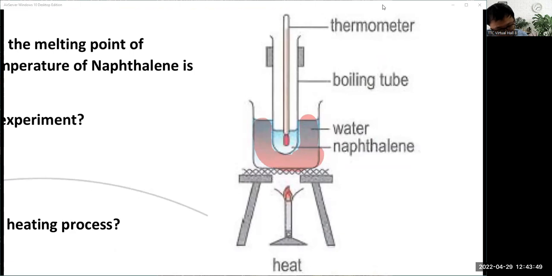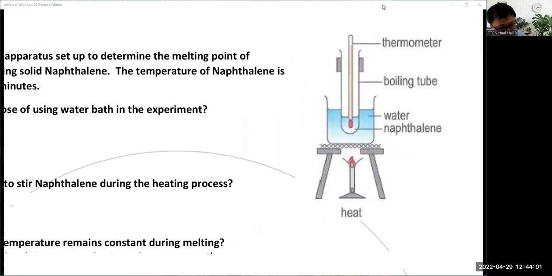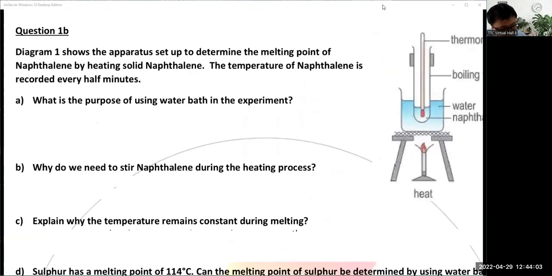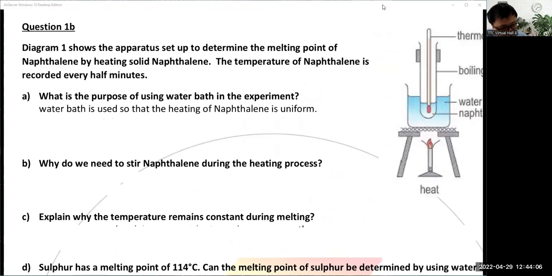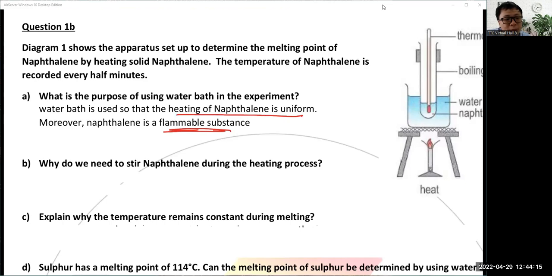Then the water will start to heat uniformly like this. Okay. Then second, if we directly impose the fire on the naphthalene, it might be flammable, meaning it might catch fire because naphthalene is a flammable substance. These are the two main reasons. The water bath is to make sure the heating is uniform. Then after that, make sure the naphthalene won't catch fire, because the maximum temperature of water is only 100. It won't be so hot.